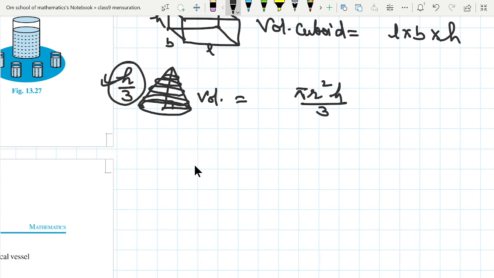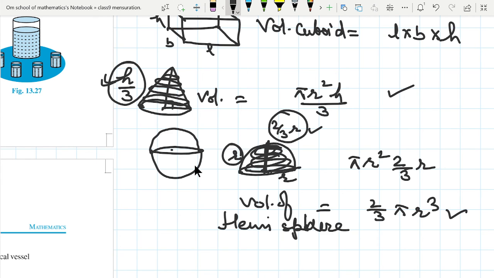Clear? Okay. If you take two hemispheres together and combine them, they form a sphere, and you know that the volume will be doubled. So the volume of a sphere will be 4 by 3 pi r cube. Sir, 4 by 3 pi r cube. The base area is pi r square, and height is also the radius, so it is r cube. Clear?